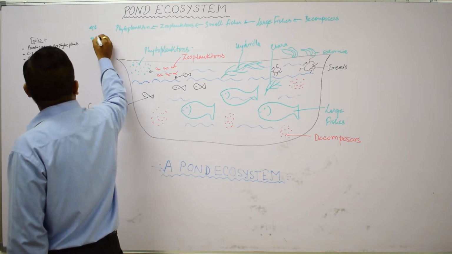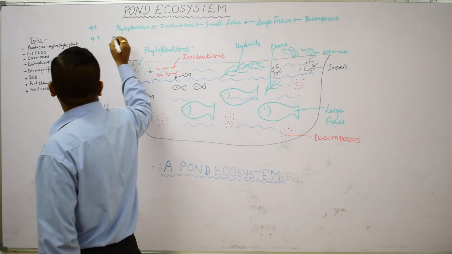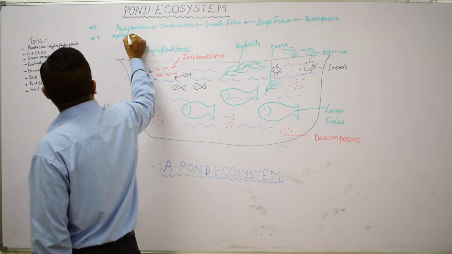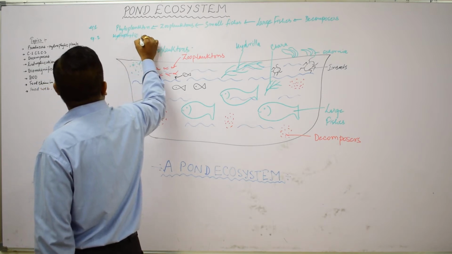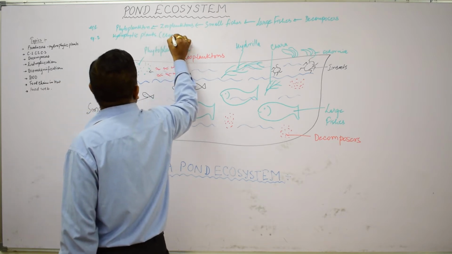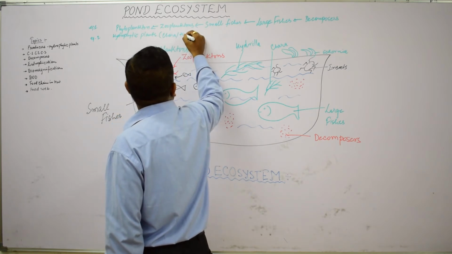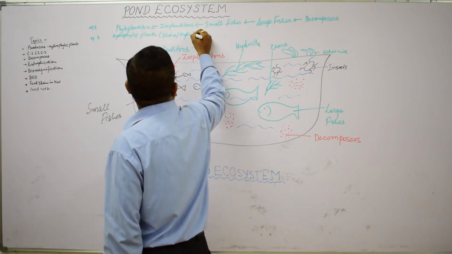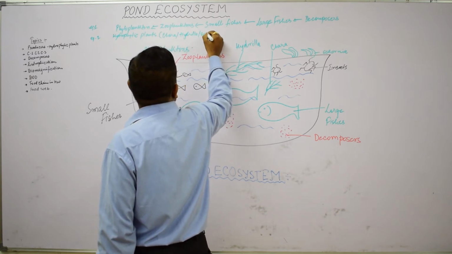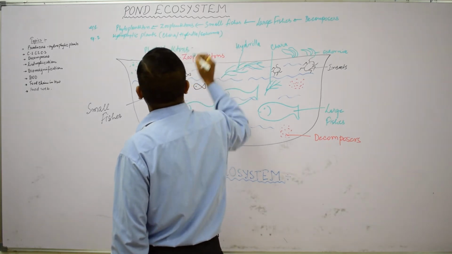Now the second example, suppose we take the hydrophytic plants. They are like chara, hydrilla, and Eichhornia plant, etc. These are the hydrophytic plants.